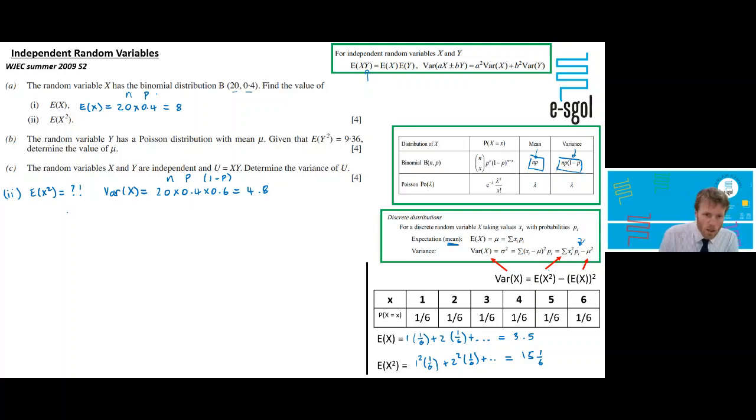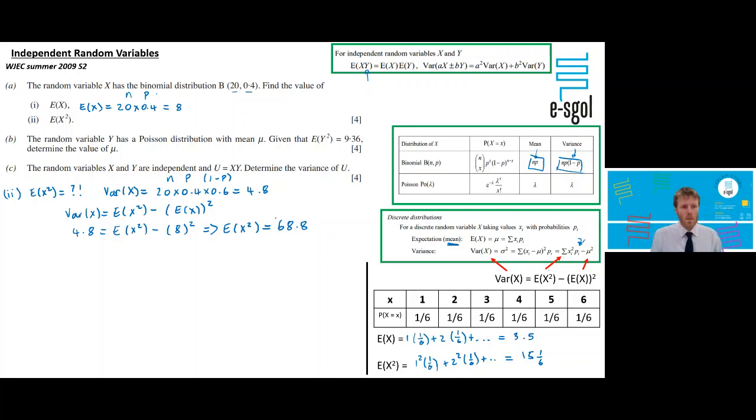Then if we look at the formula, the variance of x equals E of x squared minus E of x, all squared. If I put the things that I've got into this formula and rearrange it, I'll be able to find E of x squared. So the variance is 4.8. E of x squared, that's the thing that I want to find, take away 8, which is the expectation, 8 squared. This gives us E of x squared equals 68.8.